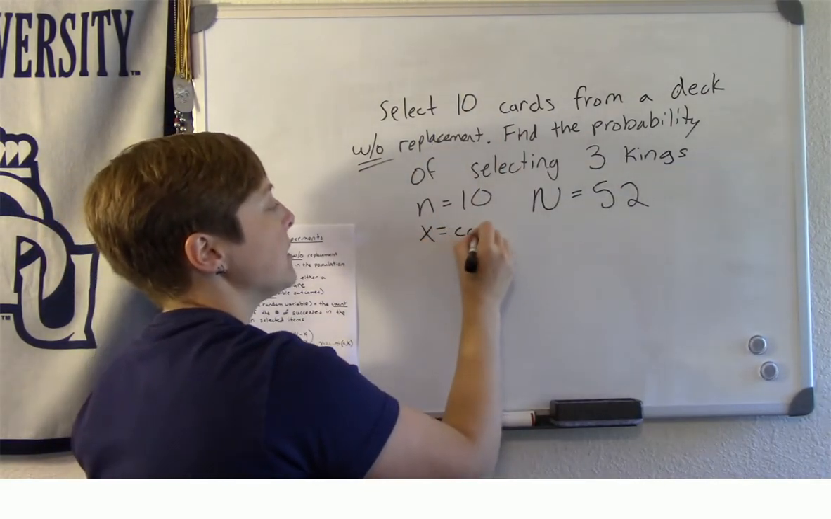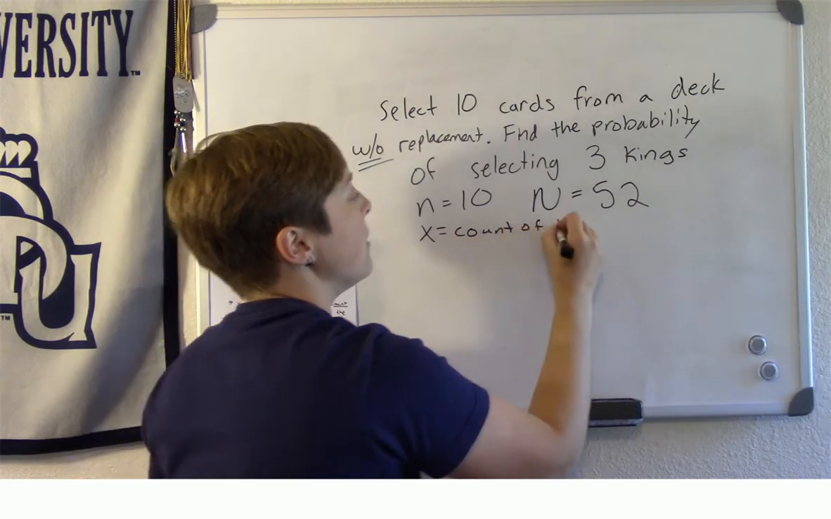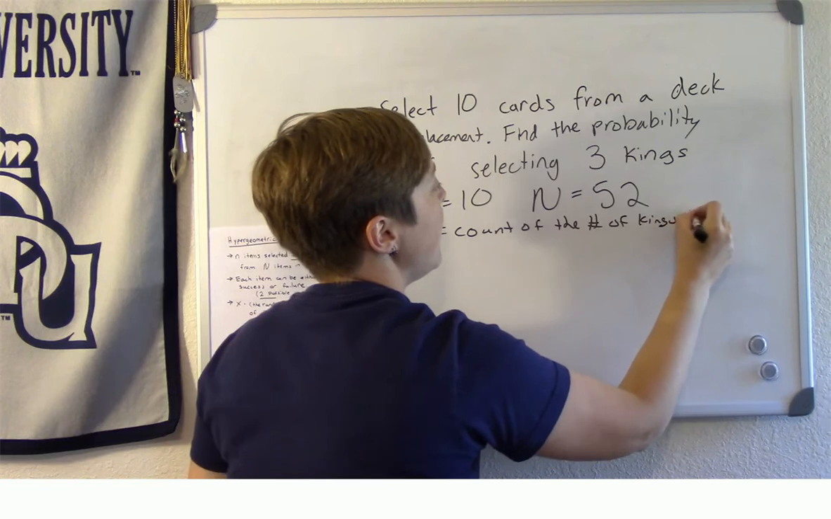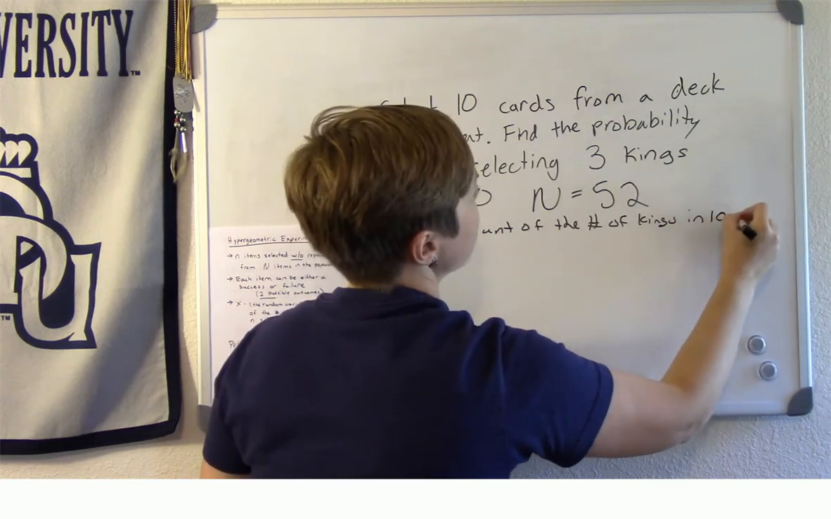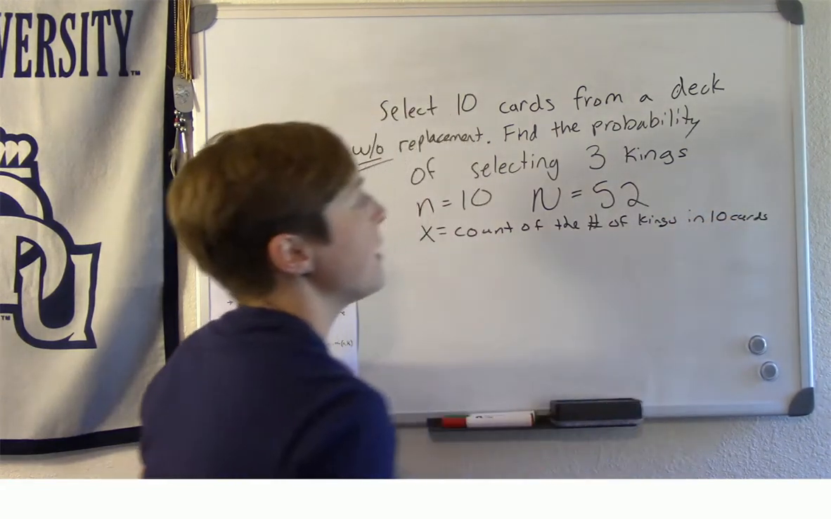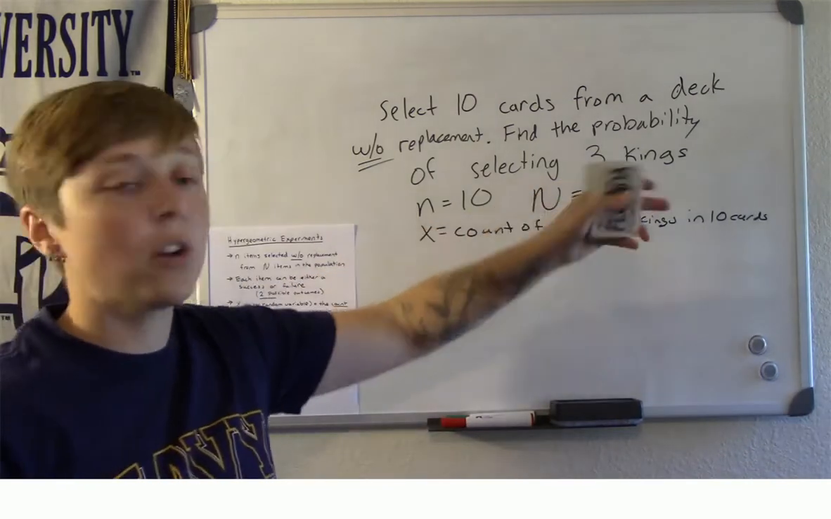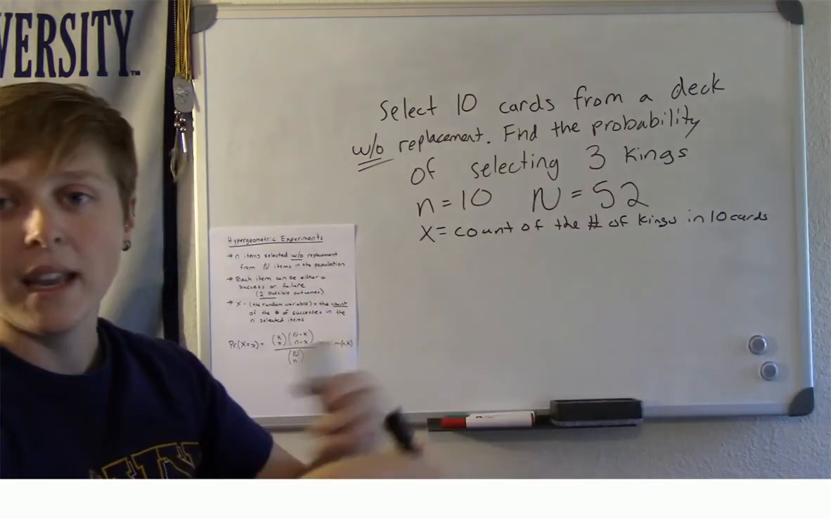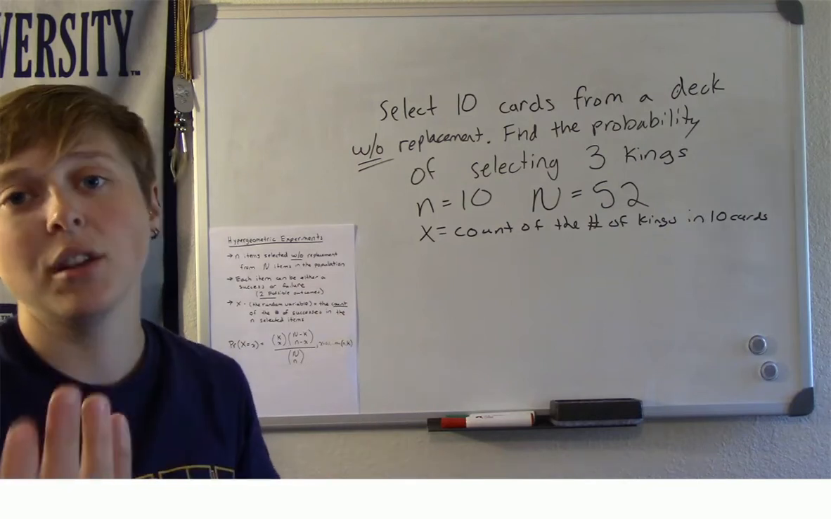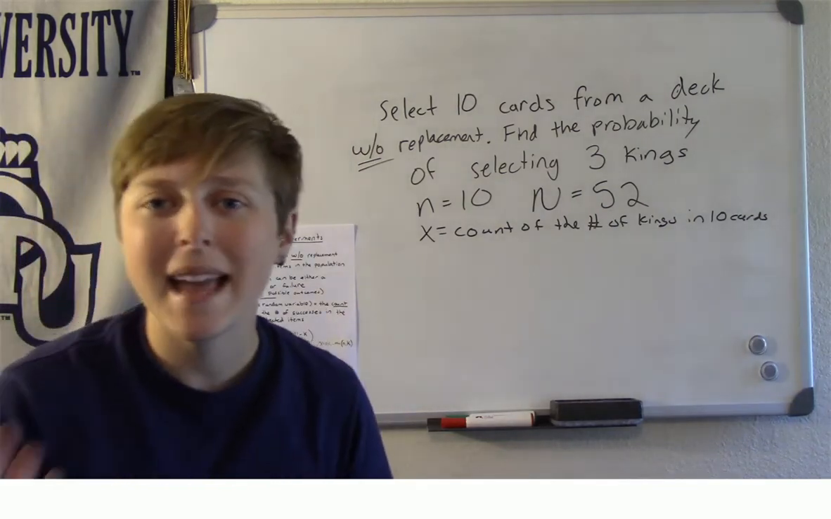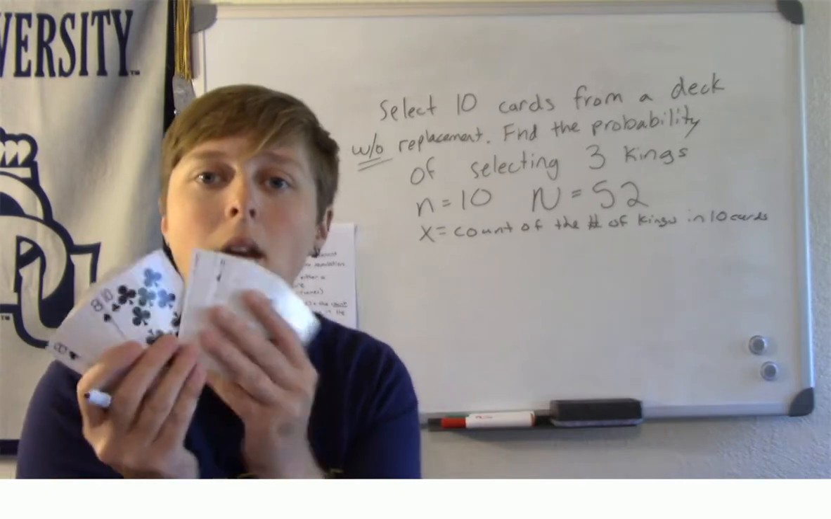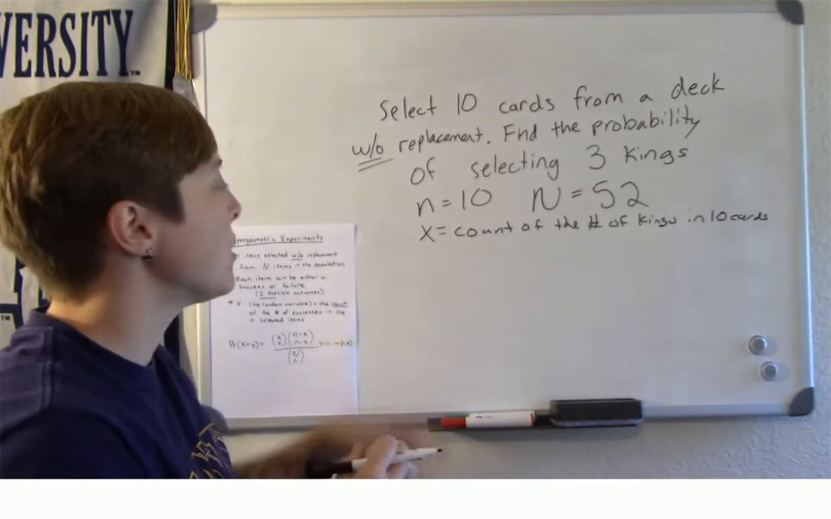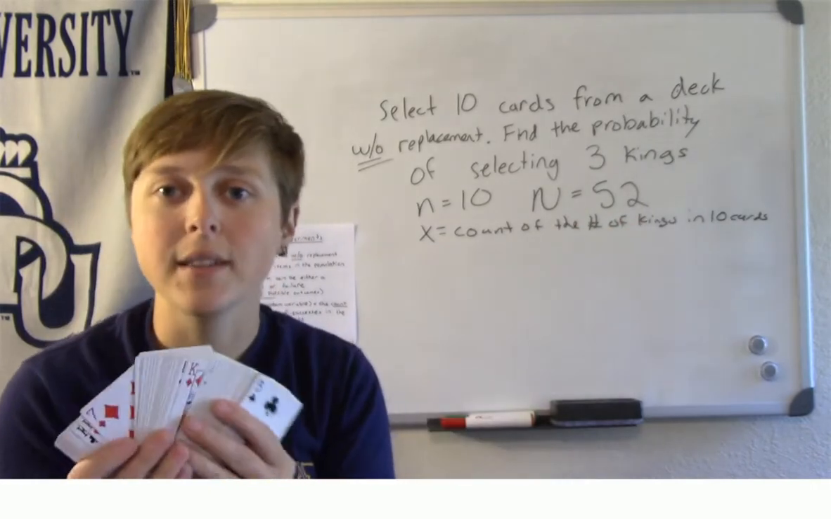So X equals the count of the number of kings in 10 cards. Okay, so X could either be I get 1 card, I could get 2 cards, I could get 3, I could get one king, 2 kings, 3 kings, actually up to 4 kings, right? But I can't get 10 kings. Why not? There's only 4 kings in the deck, right? So the most X could possibly be is 4 in this case.